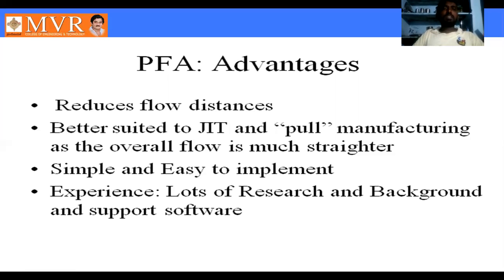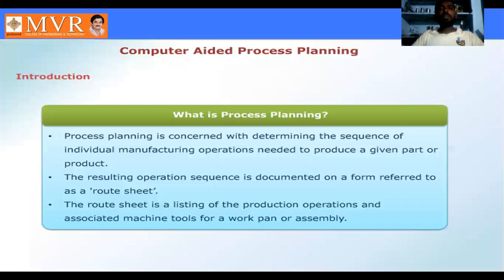These are the methods in part families. Next, we can see a new topic, computer aided process planning, CAPP. This is the introduction to CAPP. Process planning is concerned with determining the sequence of individual manufacturing operations needed to produce a given part. This we call CAPP.